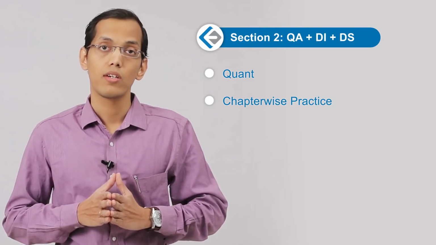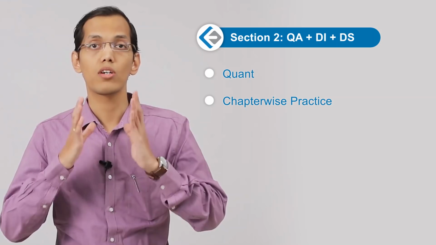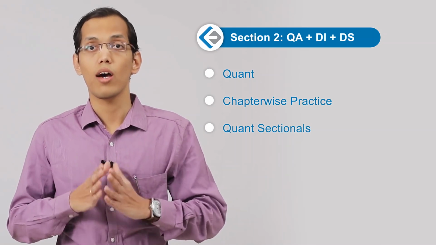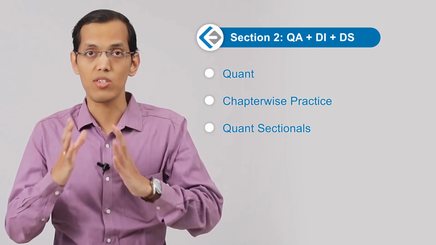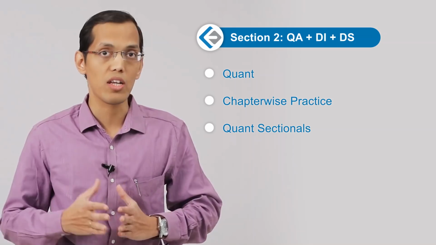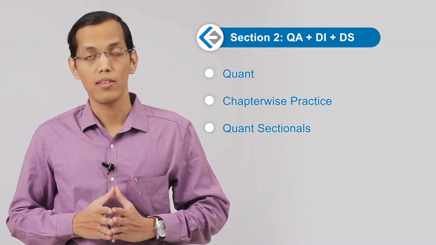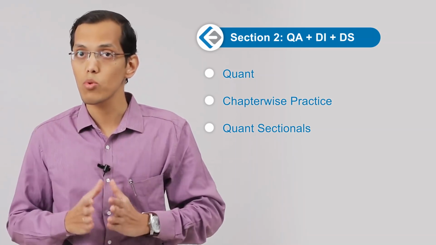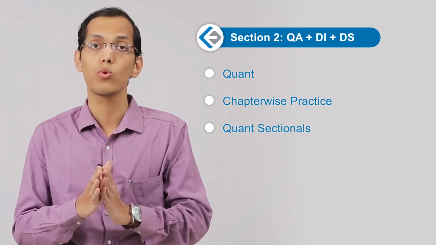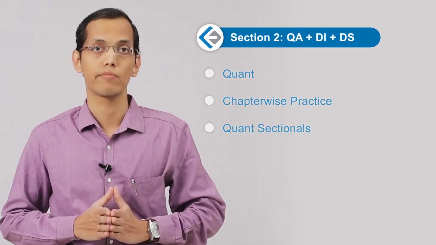The second phase would be testing yourself with quant sectionals. By quant sectionals, I mean that you have a collection of mixed chapter questions put together, a 30 to 40 question collection with a time limit. That means you'll be forced to leave some questions to optimize your score. That would be an actual test-like scenario, although at a section level only.